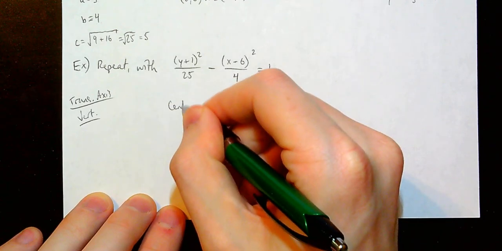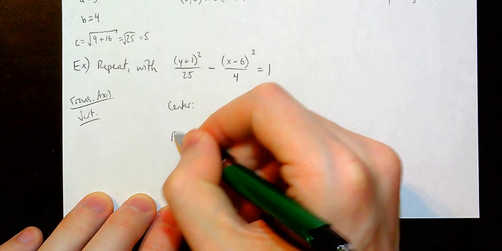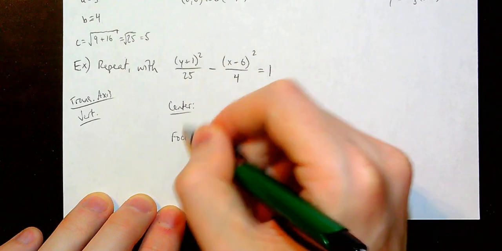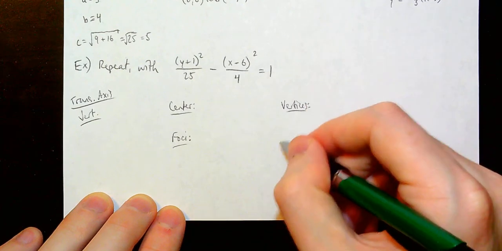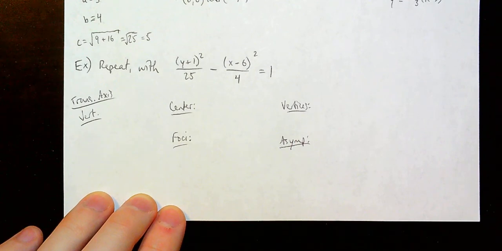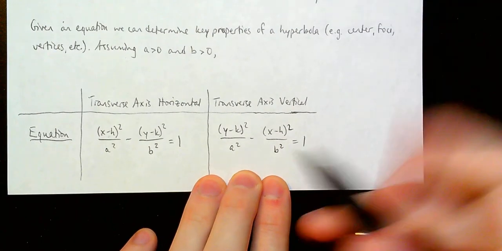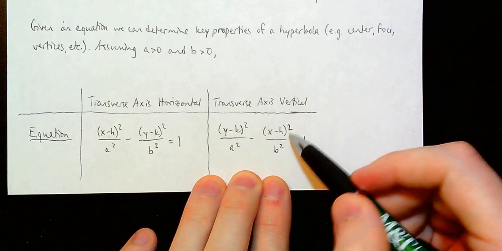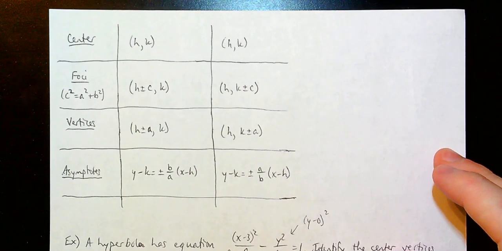So again, we're going to need the center. We're going to need the foci. We're going to need the vertices. And then we're going to need the equations for the asymptotes. Well, again, comparing the general formula, y minus k, x minus h, the center is still h comma k, as we see here.